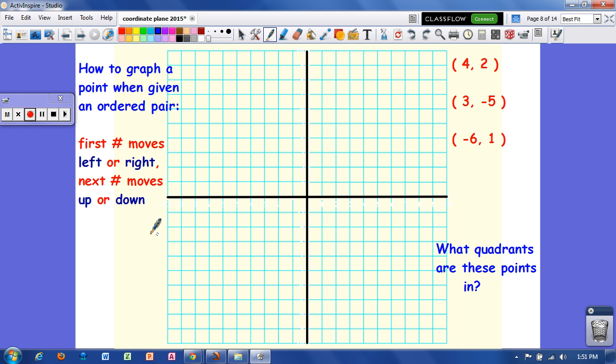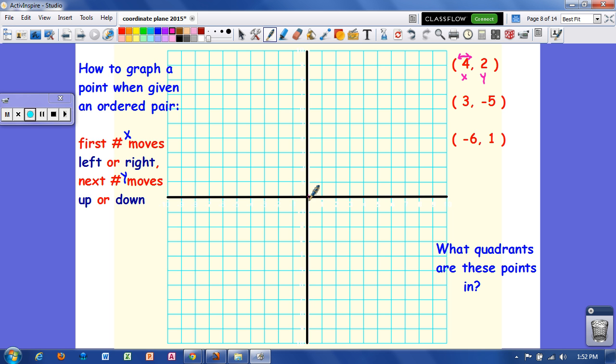Alright, so let's talk about actually graphing an ordered pair. Okay, your first number, which is x, that's going to move left or right. The next number, which is y, that's going to move up or down. So let's look at these points that we have been given. So first of all, we have the point (4, 2). Keep in mind, x comes before y. X is going to move left or right.